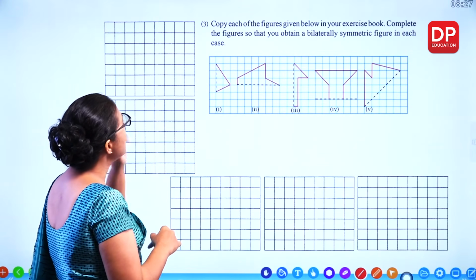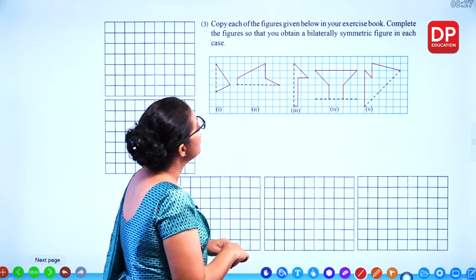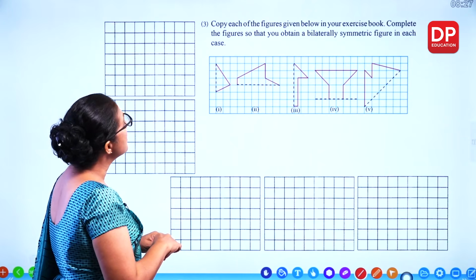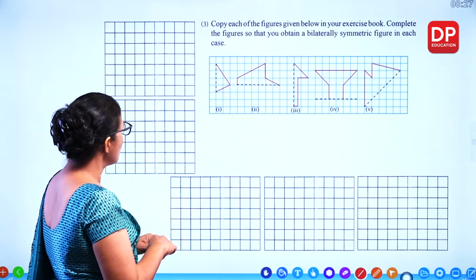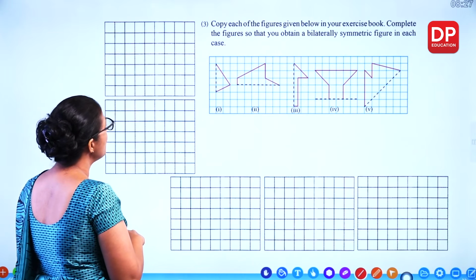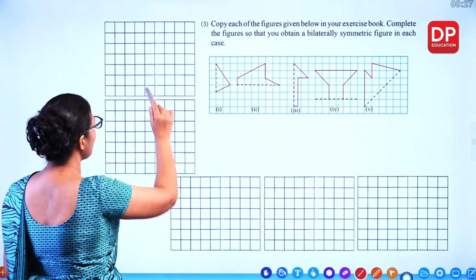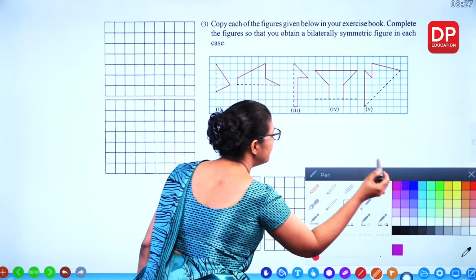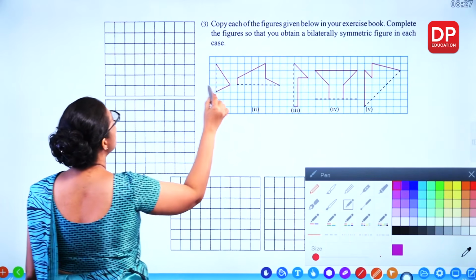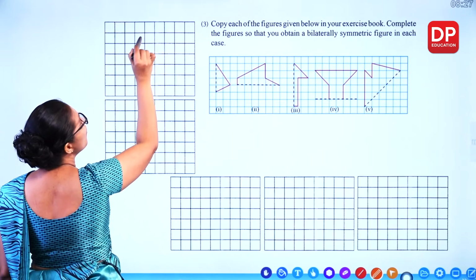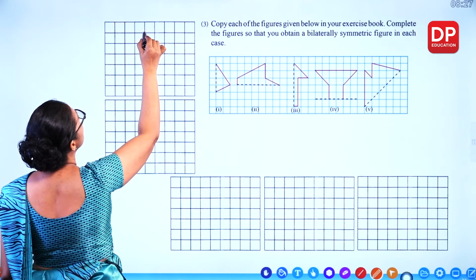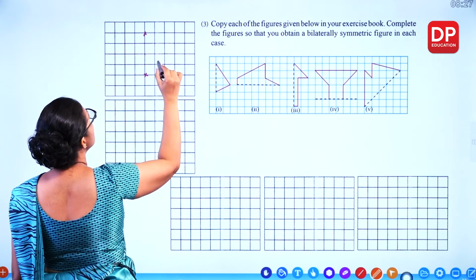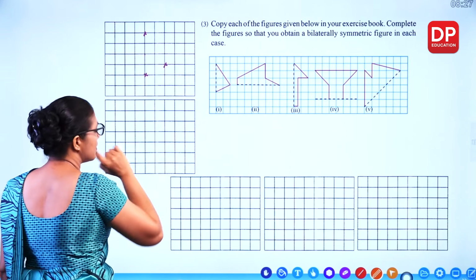Copy each of the following figures given below in your exercise book. Complete the figure so that you obtain a bilaterally symmetric figure in each case. So we have to copy this down. So we'll take the first one here. 1, 2, 3, 4. 4 squares down. So if you take this one, 1, 2, 3, 4. 4 squares down. And then 2 squares to this side. So this is the figure. So we'll connect it.